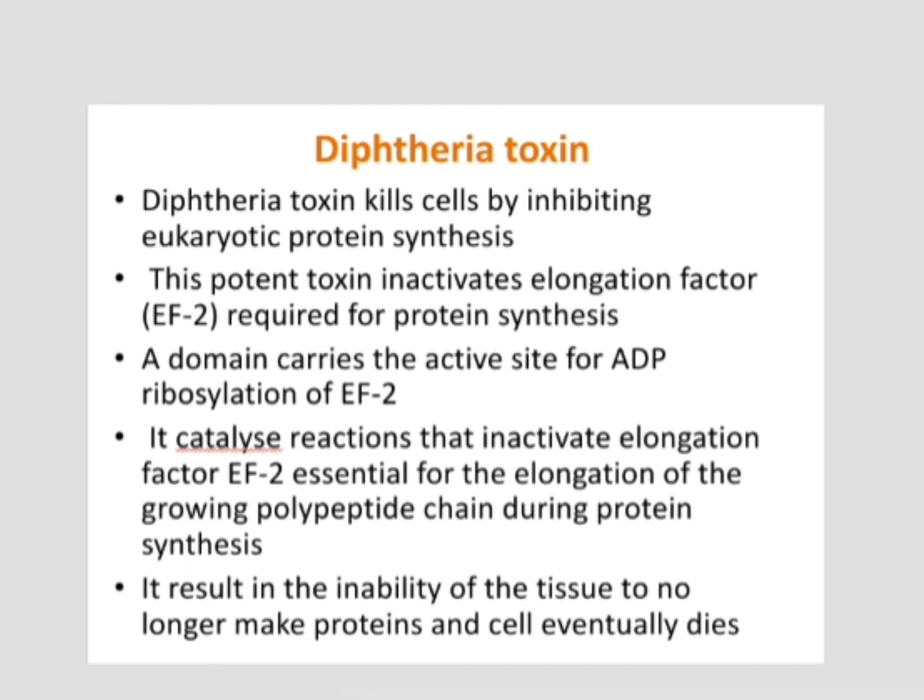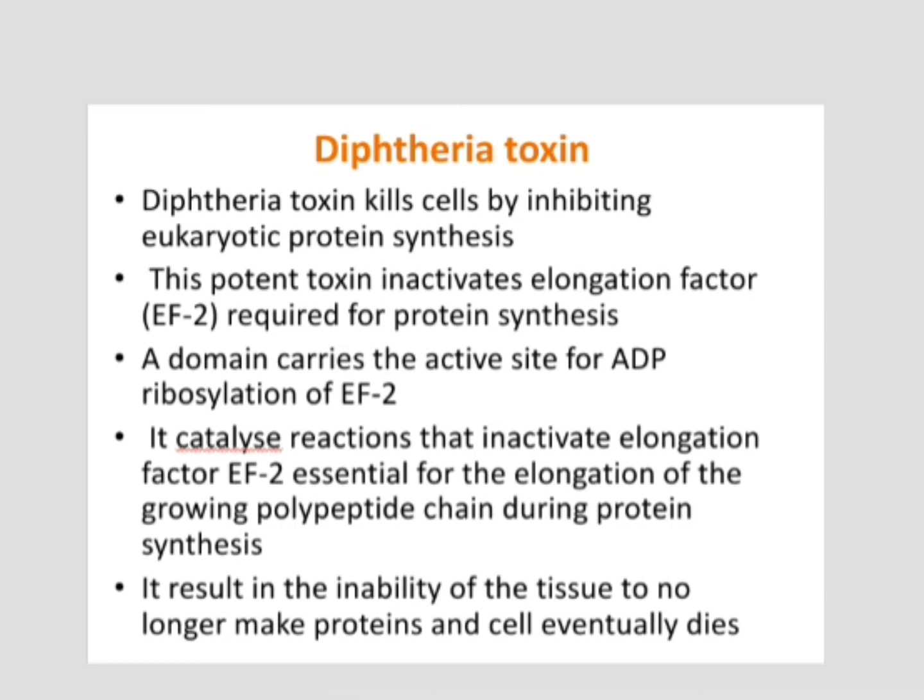So, when diphtheria toxin enters into a eukaryotic host cell, it inhibits protein synthesis there. Here it specifically targets elongation factor 2, which is responsible for the elongation of the growing polypeptide chain in the ribosome. So, elongation factor 2 is inhibited by the A domain of the diphtheria toxin. A domain carries the active site for ADP ribosylation of EF2.